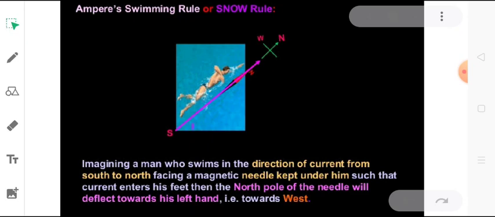If we imagine that a man is swimming in the direction of current from south to north, actually in Snow rule S stands for south and N stands for north, and the magnetic compass is below him, or you can say that the man is swimming over the magnetic compass. So O stands for over. So the north pole of the needle will deflect towards his left hand if we assume that the current is entering his feet. So that is towards west. So W stands for west. So Snow rule, or what is referred to as Ampere swimming rule, can be used to determine the direction of magnetic field.